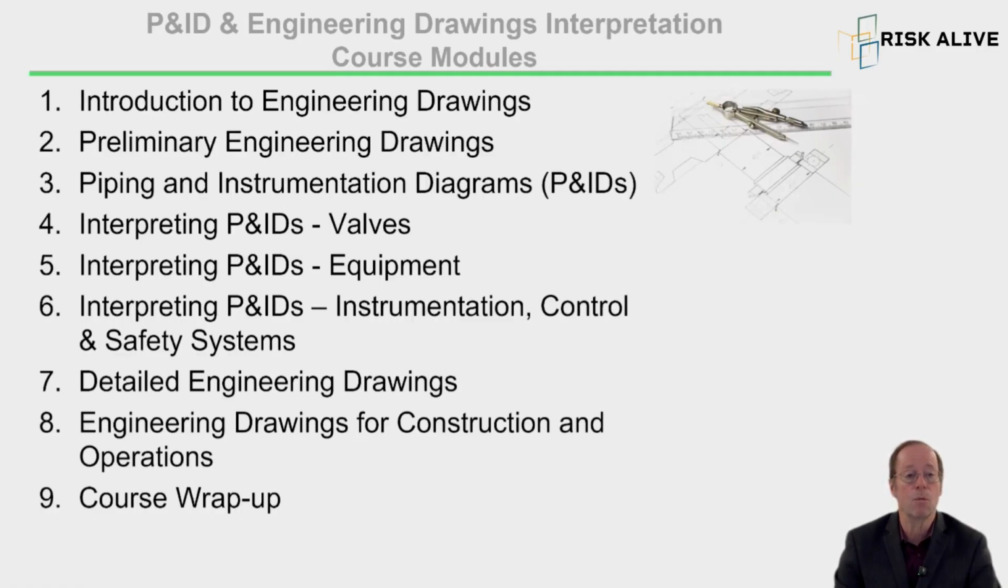Module 8, we've finished our design, we're into construction and operations. What does that mean? We spend a little bit of time looking at as-built drawings. How do we do as-built? How do we do red line markups? And we'll talk about management of change. And then, of course, Module 9, we've been successful. We're going to have a brief wrap-up and summary of the things that you've learned.